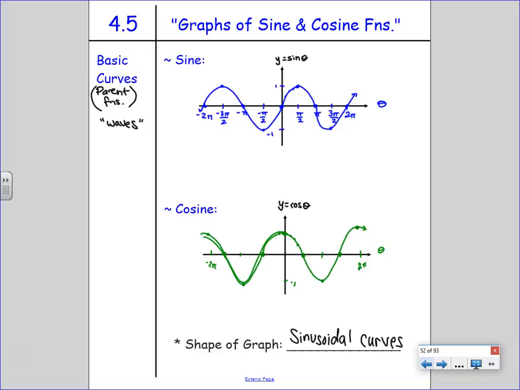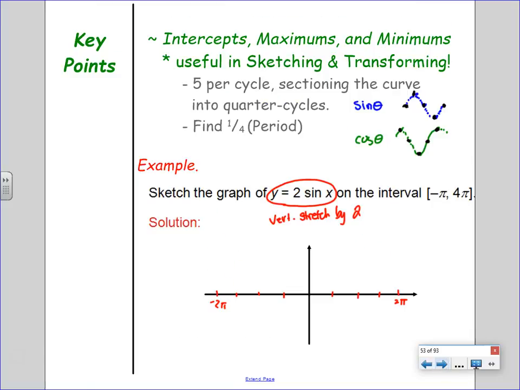But what if we just stick to the 5 key points? I wonder if we could get the whole graph. You ready? First of all, let's go ahead and have it go up 2 and down 2. But the key points, all right, sine starts in the center, right? Then what does it do? It goes to the top, right? Well, the top is now going to be 2 instead of 1.